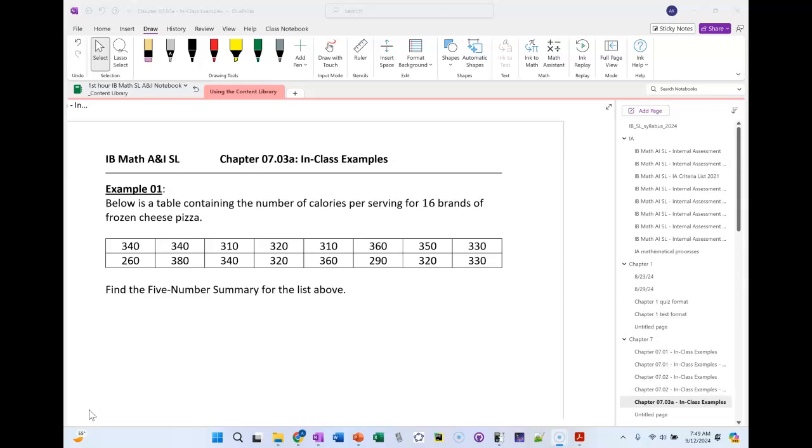Stat button, edit, type the data into one of those lists, whichever list you choose. Then you'll exit out of there and do stat calc, one variable stat.